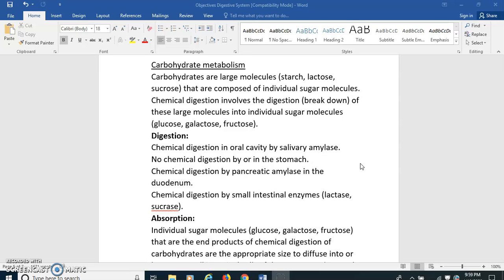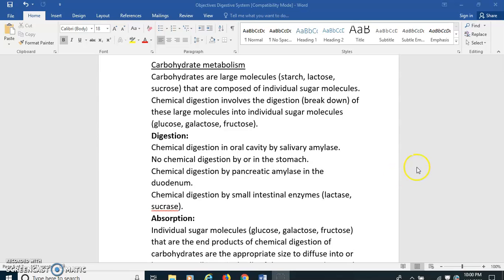So first, remember just a little review what carbohydrates are. They're large organic molecules. So examples would be starch and lactose and sucrose. And they're all made up of individual sugar molecules. They call them monosaccharides. And so when we chemically digest these, those little bonds will be broken between the individual sugar molecules, and the product will be these little individual sugar molecules. And then they're the monosaccharides, and they're generally glucose, galactose, and fructose.